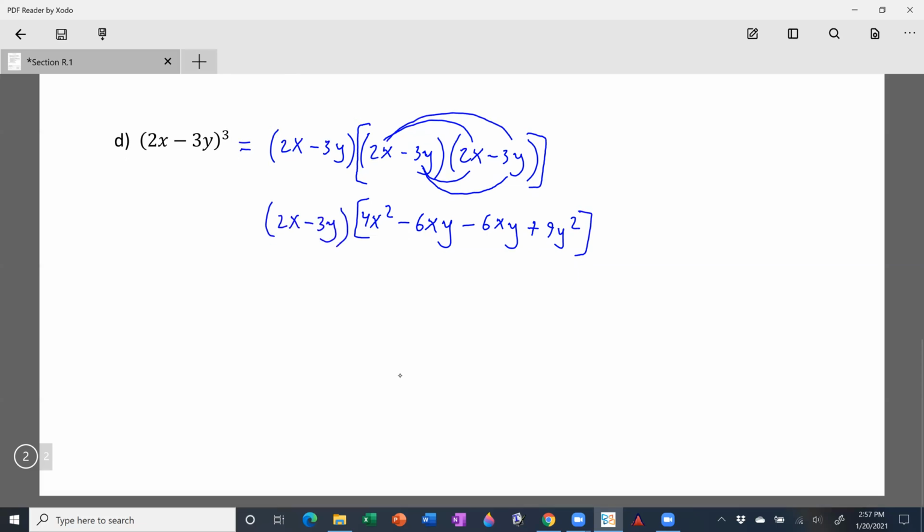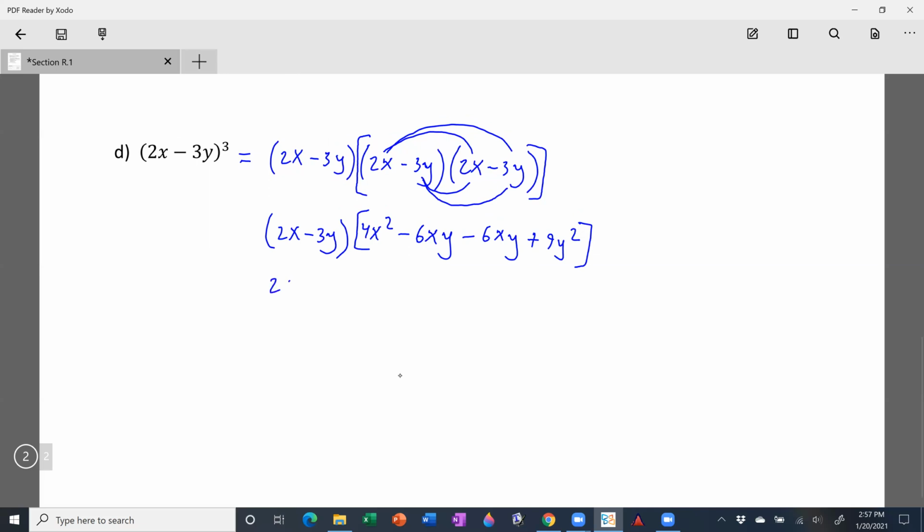Okay, let's combine like terms in here if possible. So I'll write this one again. So we have 2x minus 3y sitting out there. And I'm not going to use brackets anymore, I'll use parentheses. We have 4x squared. Notice that these 2 middle ones are the exact same variables with the exact same exponents on them. So they can combine as minus 12xy and then plus 9y squared.